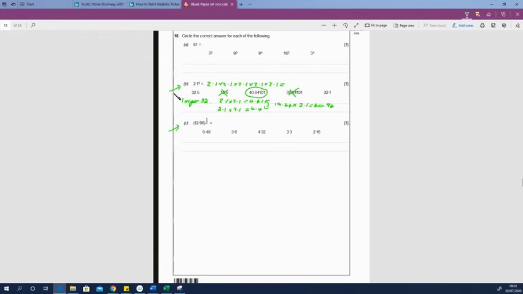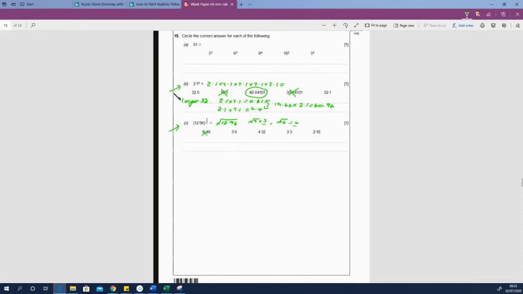Part C, 12.96 to the power of a half. That actually means the square root of 12.96. Quite tricky, really. But let's have a look at what would be the square root of 9, which is the lower number? That's 3. What about the square root of 16? That would be 4. So I know my answer lies between 3 and 4.